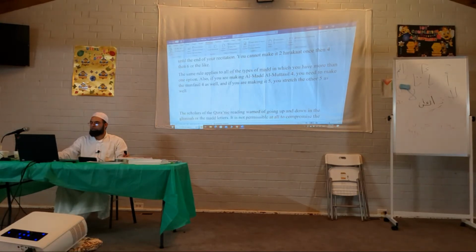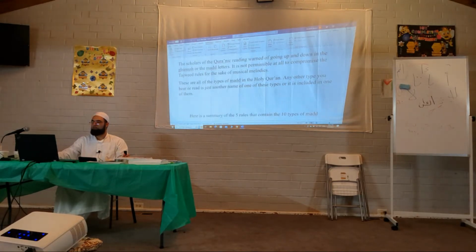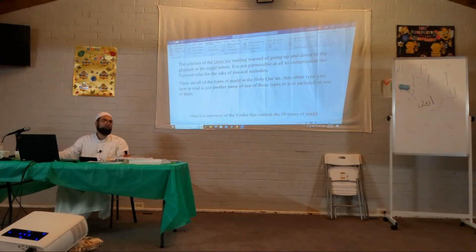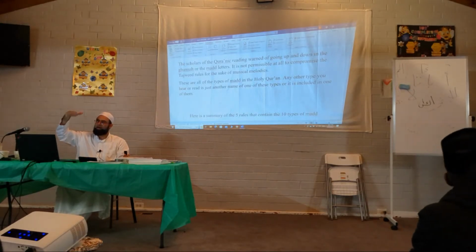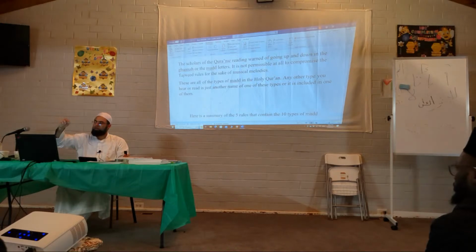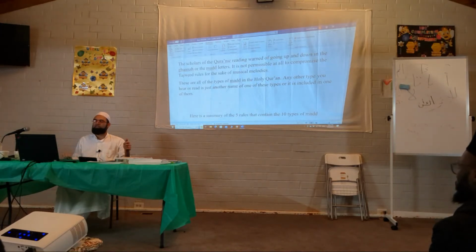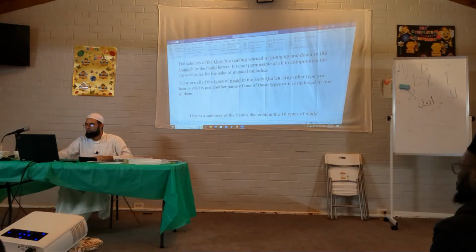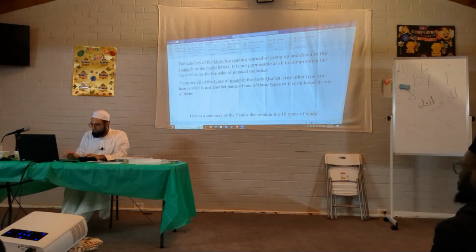The same rule applies to all of the types of mad in which you have more than one option. Also, another rule here: if you make a mad muttasil 4, do the munfasil 4 as well. If you do the muttasil 5, make the munfasil 5. The scholars of the Quranic reading warned of this, very important. I mentioned this before, I'm going to mention this again. We didn't mention this particular one, but we mentioned something similar. The scholars of Quranic reading warned of going up and down in the ghunna or the mad letters. It's not permissible at all to compromise the tajweed rules for the sake of the musical melodies, or, put in parentheses, maqamat.